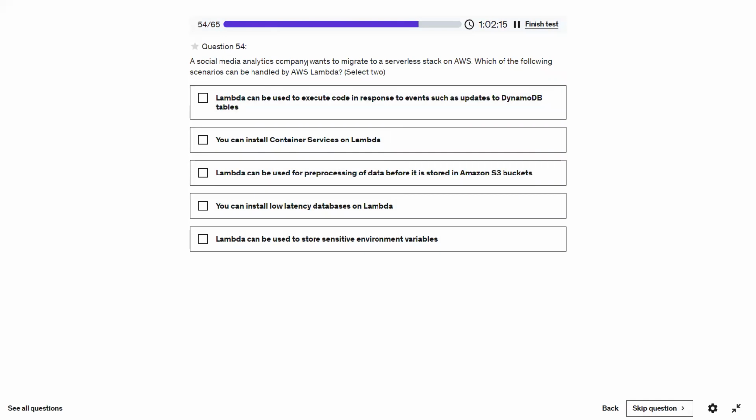A social media analytics company wants to migrate a serverless stack on AWS. Which of the following scenarios can be handled by the AWS Lambda? Lambda can be used to execute code in response to events such as update to, so correct. You can install container, wrong. Lambda can be used for pre-processing of data before it's stored, correct. You can install database, wrong. Lambda can be used to store sensitive information, wrong.